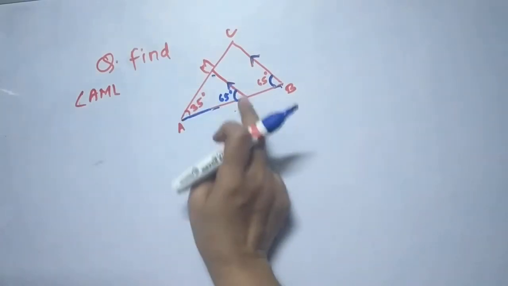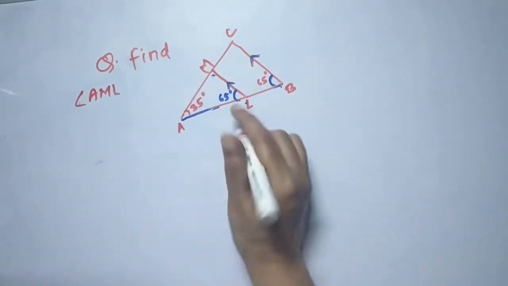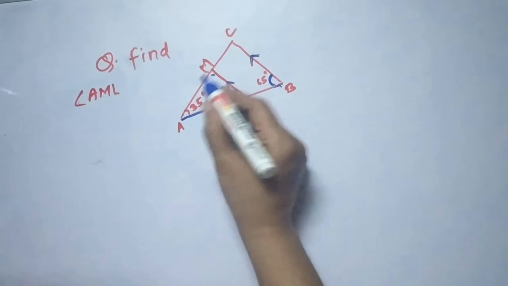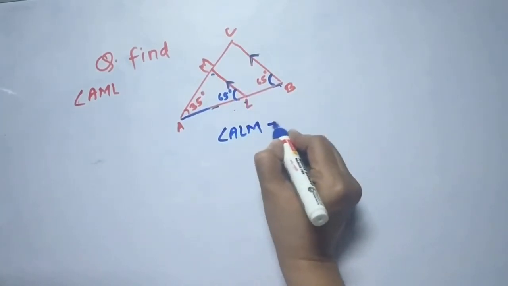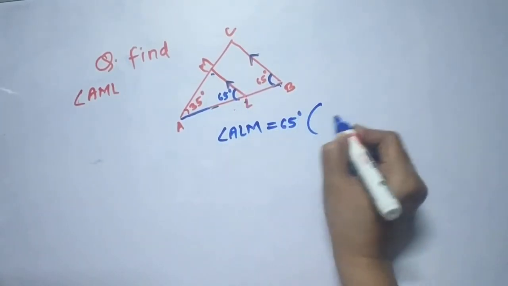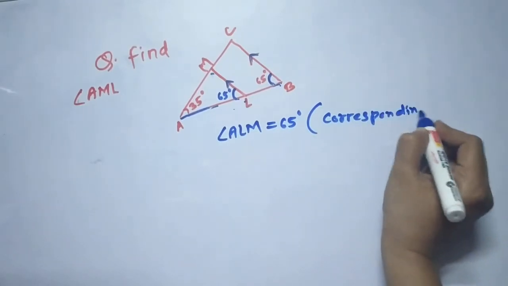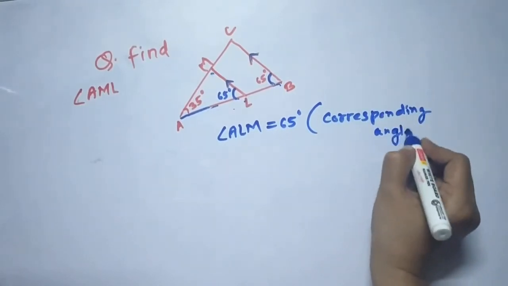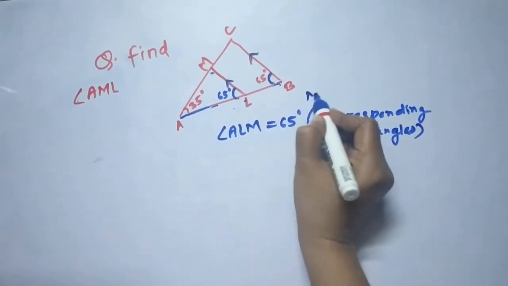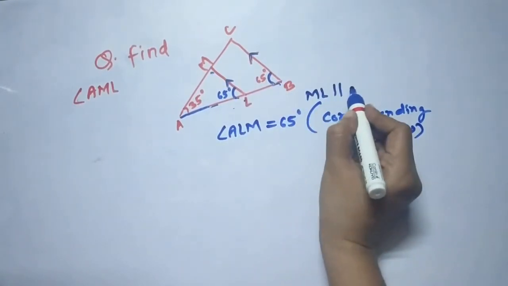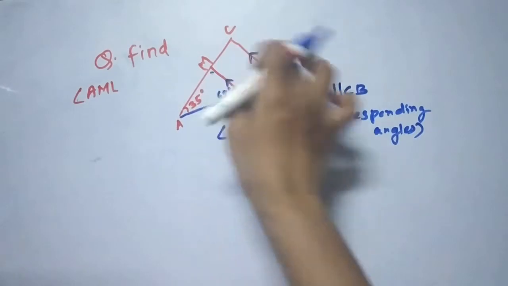So friends, if you notice here, we got this angle ALM, which is equal to 65 degree. I can write in the bracket corresponding angles. Why these are corresponding angles? Because in the diagram itself it is given that line ML is parallel to line CB. That's why.